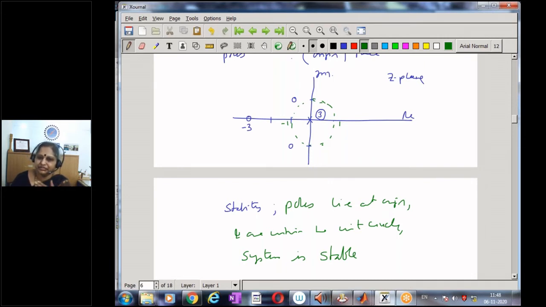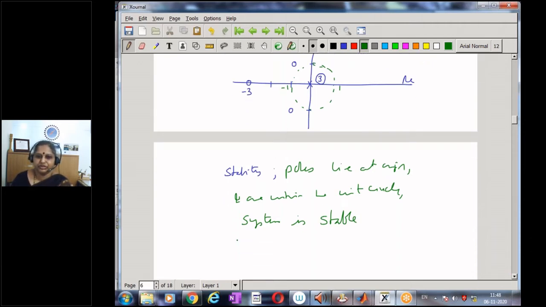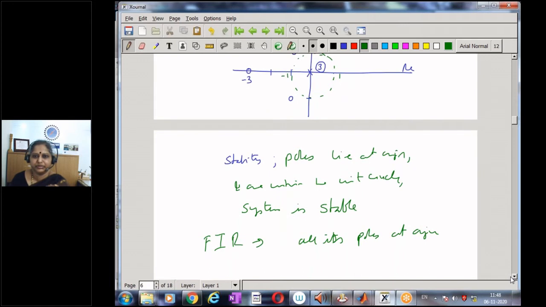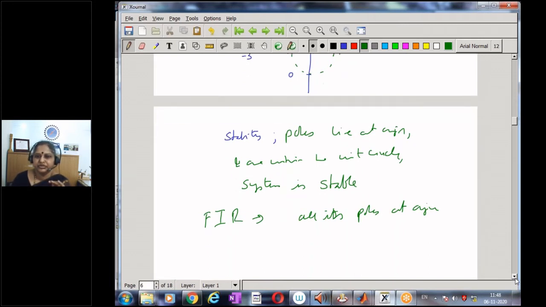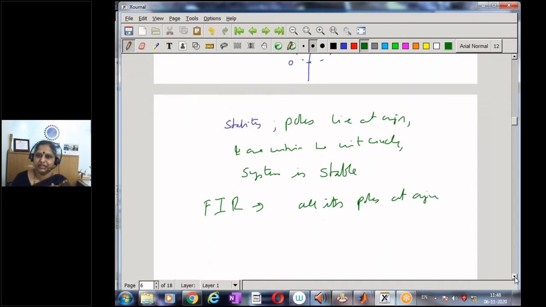And in general, an FIR system will have a large number of zeros, and all the poles of the FIR system will lie at the origin, and hence an FIR system is going to be always stable. So this is another important observation that we make. The FIR system, no matter how many zeros we have, will always have all its poles at the origin, and hence it is going to be stable. It's going to be stable always. So this is one advantage of the FIR system.